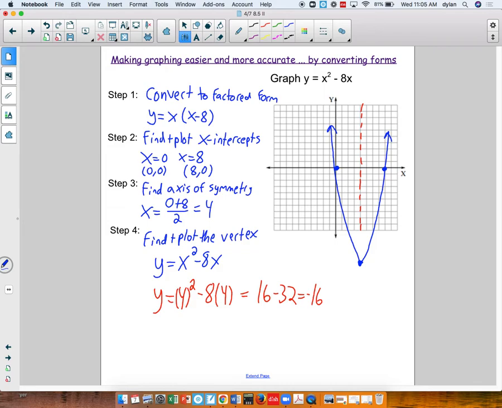So this is how you graph a quadratic equation in standard form by first converting it to factored form. And what this does is give us a more accurate graph of the quadratic equation, because now we have the vertex as well as the two x-intercepts. So let's look at another example here.